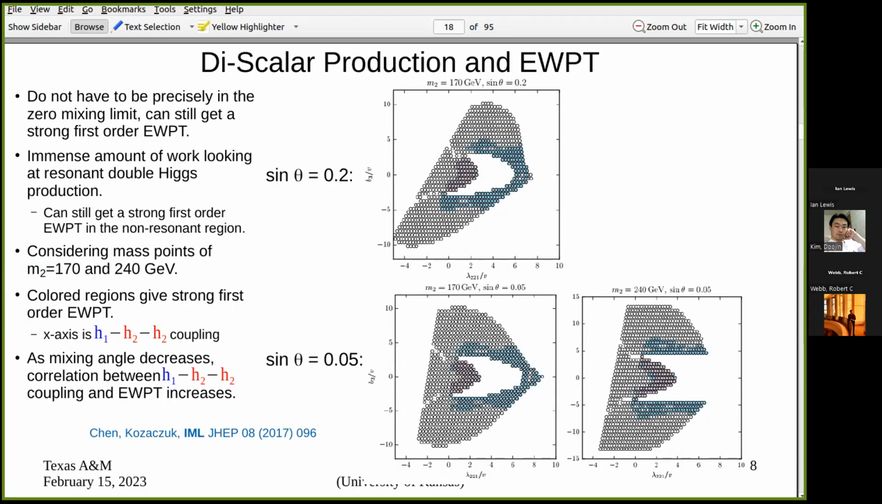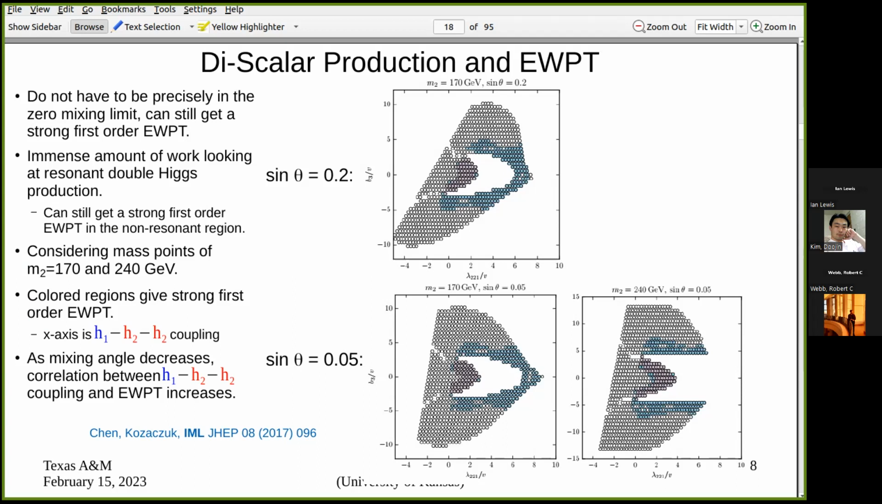The white dots are the things that pass all my constraints at zero temperature, my theoretical constraints: perturbativity, bounded from below, correct global minimum. The colored dots are the things that actually give me my strong first order electroweak phase transition that I want to live in to get baryogenesis to work. The point of comparing these is that there's a correlation between this coupling and getting the first order electroweak phase transition. You can see as I go to smaller mixing angle limits, this straightens up, and they start getting a lower bound on what this coupling can be to give me my first order electroweak phase transition. So I don't love this.